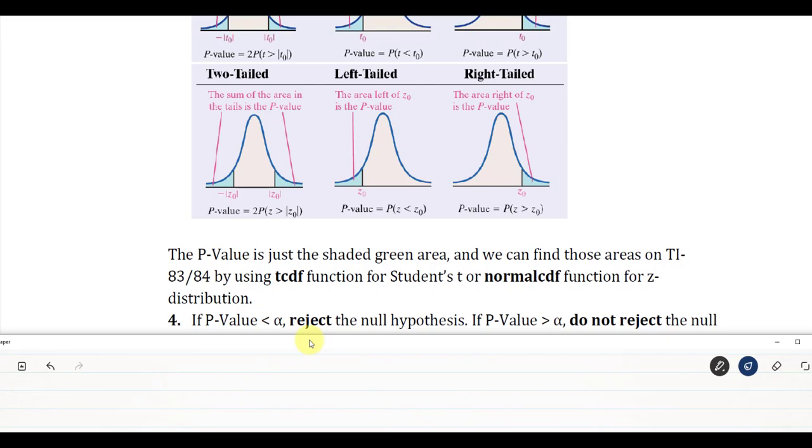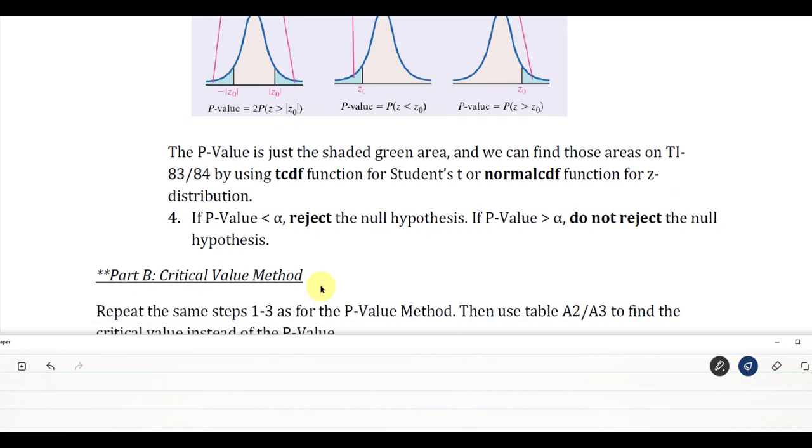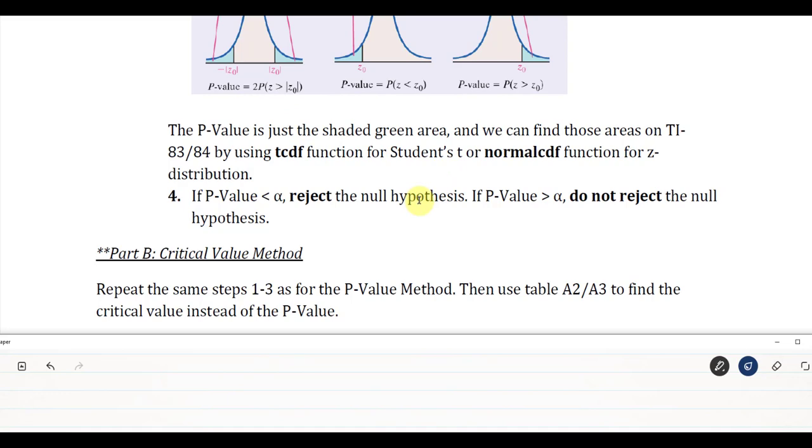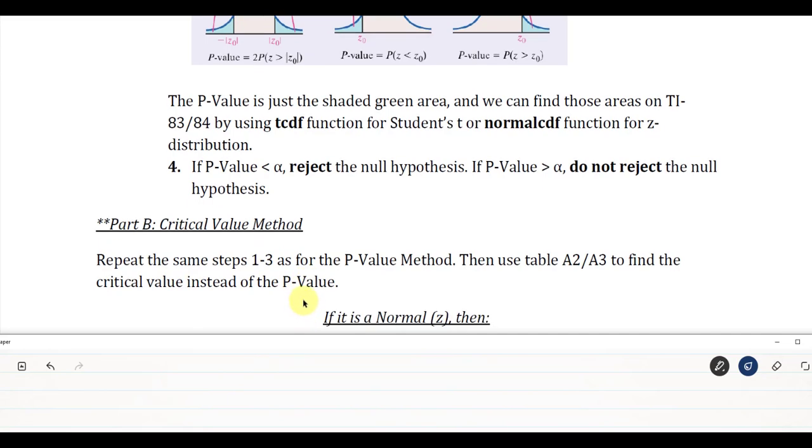And if it is bigger than alpha, then we do not reject the null hypothesis. Now, for the critical value method, the second part of this section, we keep the same steps 1 to 3 as we saw above. However, we find the critical value instead of the p-value.